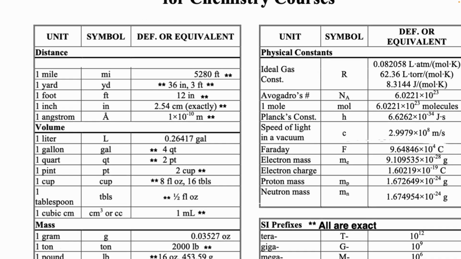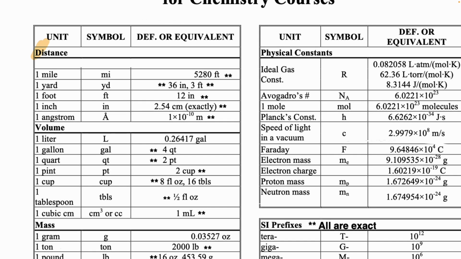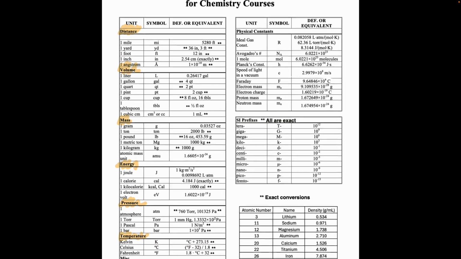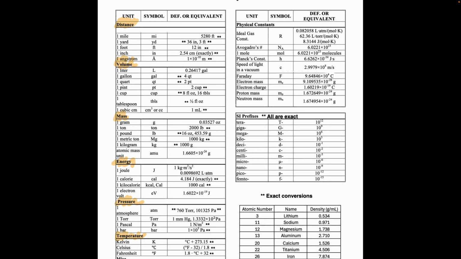Let's just note that first they're broken down by what it is that you're measuring: distance, volume, mass, energy, pressure, temperature, et cetera. So all these different measurements you can see here. All the distance measurements would be in this category here. All the volume measurements we got here, et cetera. So that's how this table is organized. So how are we supposed to read this table here?